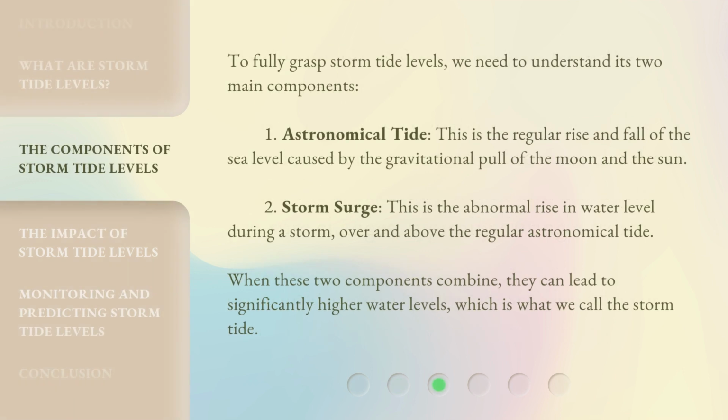To fully grasp storm tide levels, we need to understand its two main components. 1. Astronomical tide. This is the regular rise and fall of the sea level caused by the gravitational pull of the moon and the sun. 2. Storm surge. This is the abnormal rise in water level during a storm, over and above the regular astronomical tide. When these two components combine, they can lead to significantly higher water levels, which is what we call the storm tide.